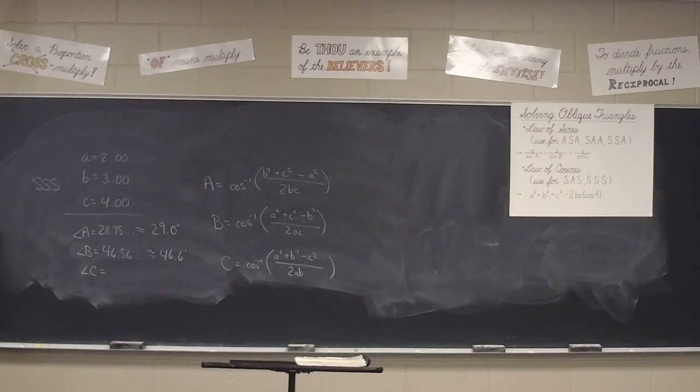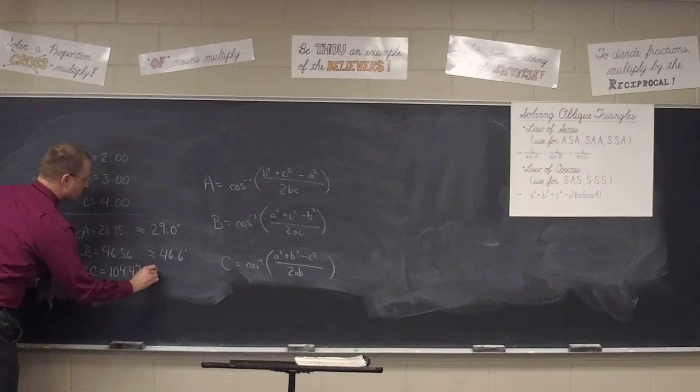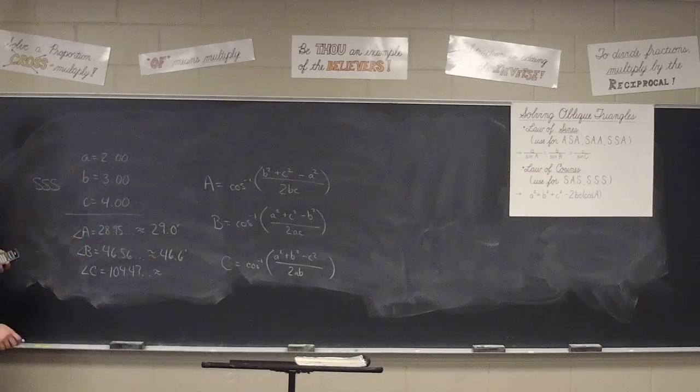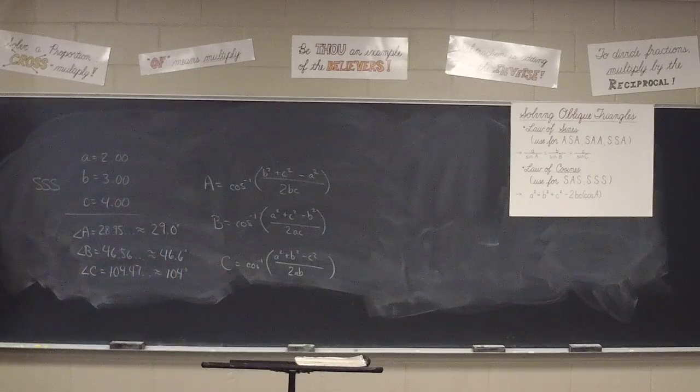And what do we get? 104.4... 0.47, blah, blah, blah, rounded off, 104 degrees. Now here's a classic example. If you were to add the rounded angles up, they wouldn't hit exactly 180, but they'd be really close. If you were to add the exact numbers, they would hit 180.